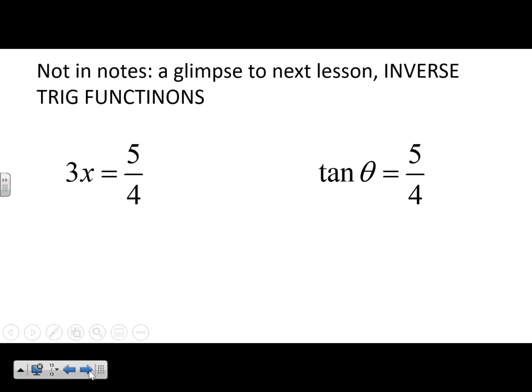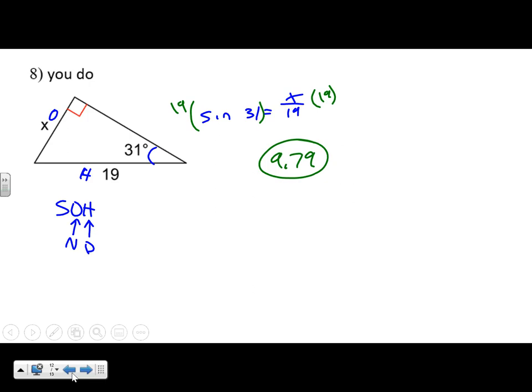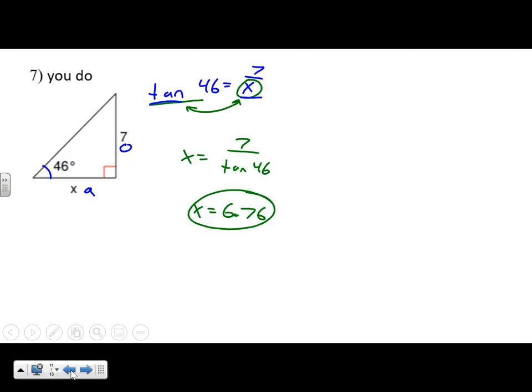So the last thing is just a little bit of a heads up of what we're going to get into in the next lesson. So far we've solved for the sides. If you look back on these, we did several different problems. We used sine, we used cosine, we used tangent. Sometimes we had the variable in the numerator, sometimes in the denominator. But every single one of these, we knew what the angle was. We were looking for one of the sides.